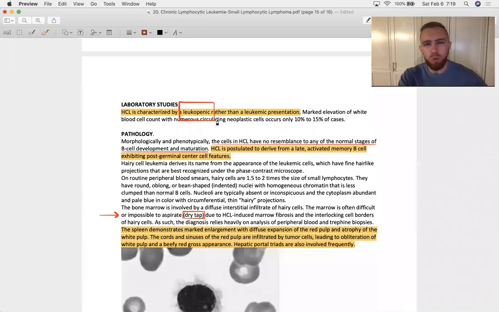Okay, I have no clue what they're talking about there, because then they say in the next sentence, marked elevation of white blood cell count. Oh, actually, no, I do. I get it. They're saying your white count's only up in 10% of cases. So in the other 80 to 90%, your white counts are normal to low, which is kind of weird for a white cancer. Most other leukemias have elevated white counts.